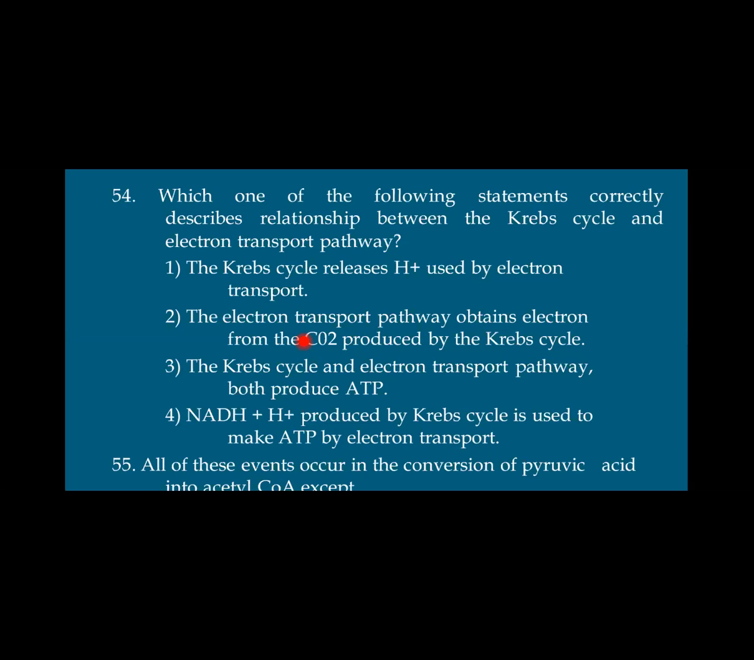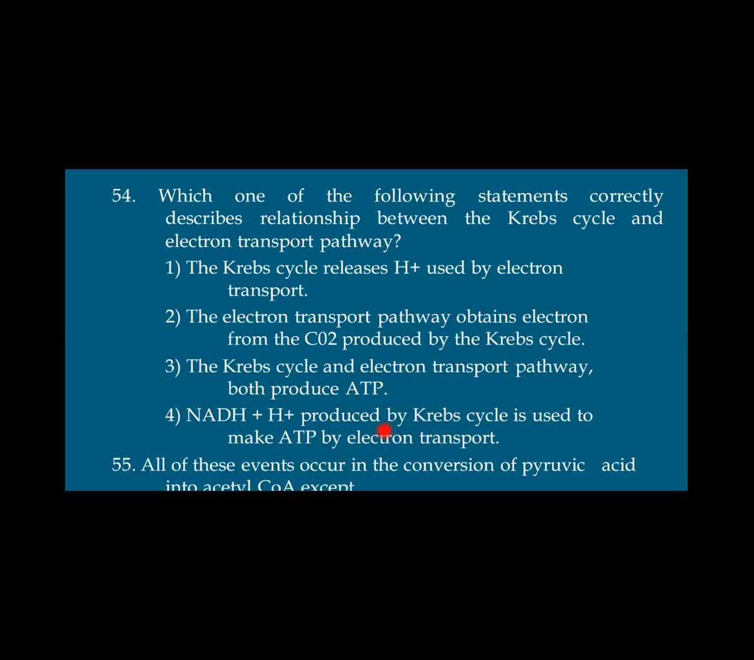Option 3, the Krebs cycle and electron transport pathway both produce ATP. So what about this statement? Does Krebs cycle produce ATP? Yes, your answer should be 100% yes, because during substrate level phosphorylation, one ATP is definitely produced. And ETS definitely will produce ATP because complex 5 is part of ETS which produces ATP. So this statement is right.